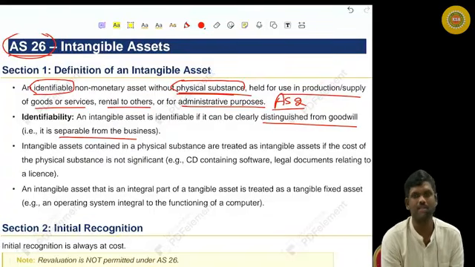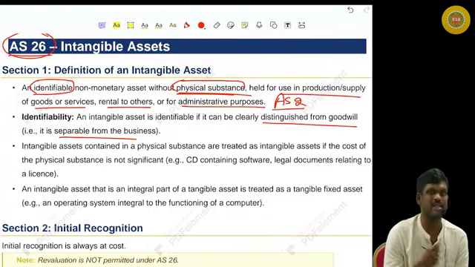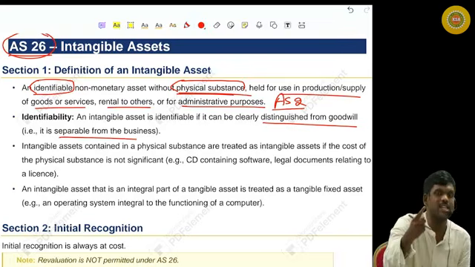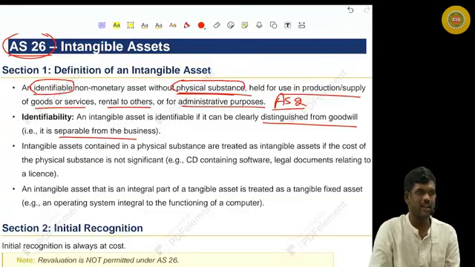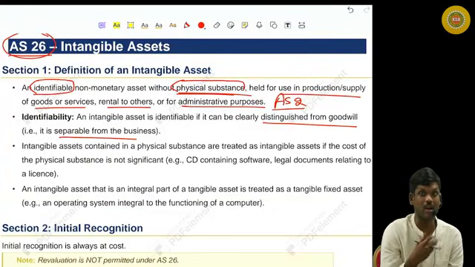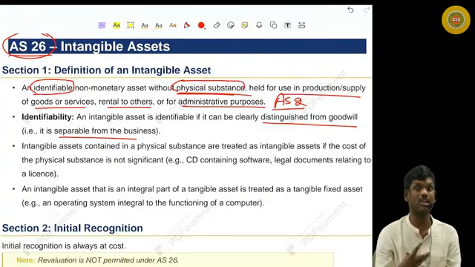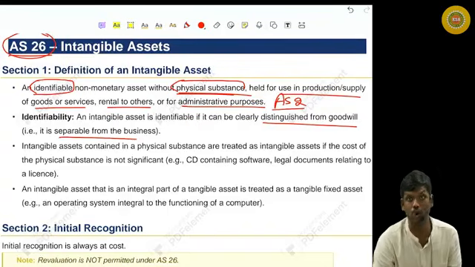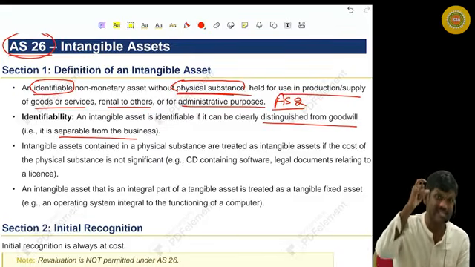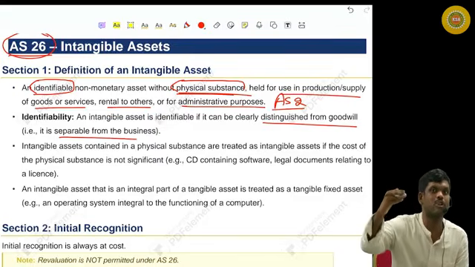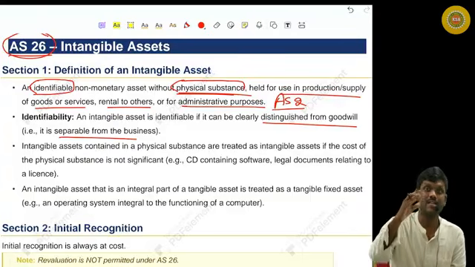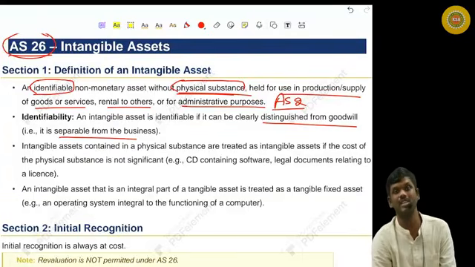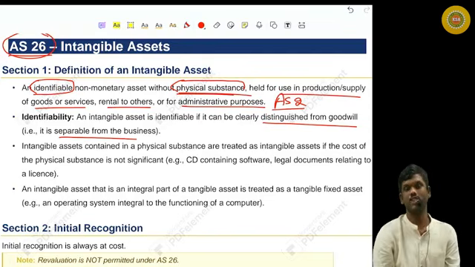Okay. And one more point which AS26 says is any intangible asset which is an integral part of a tangible asset, meaning without that intangible asset, the tangible asset cannot run. For example, there is a computer in front of me. In that computer, there will be an operating system. Without that operating system software, which is an intangible, this monitor and keyboard are of no use. So that operating system, which is an intangible, is an integral part of this tangible system. In that case, that operating system software in the financials will not be shown under intangible asset. It will be shown as a part of tangible assets.